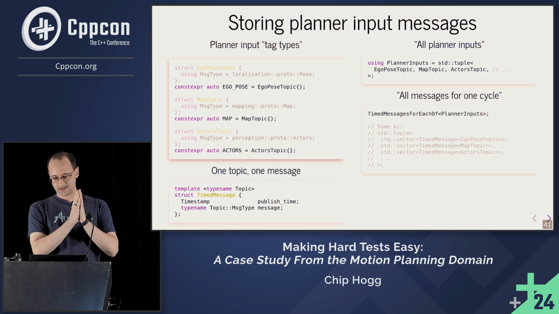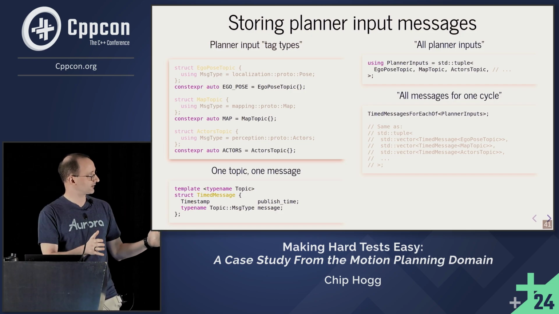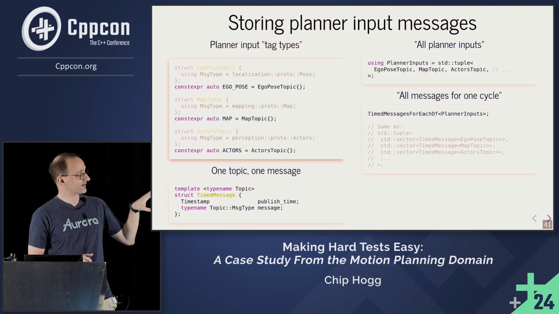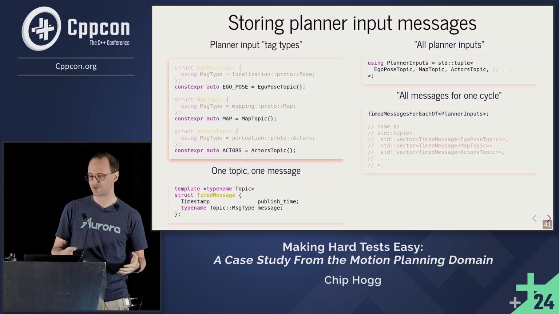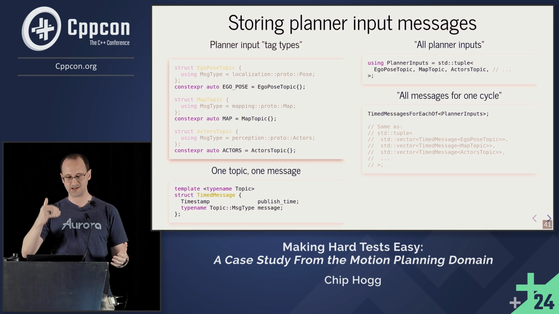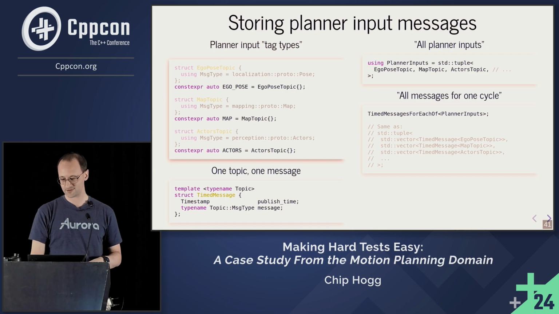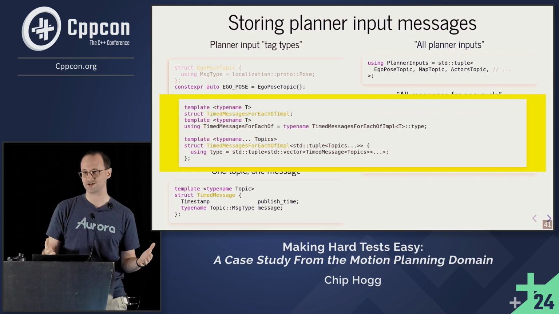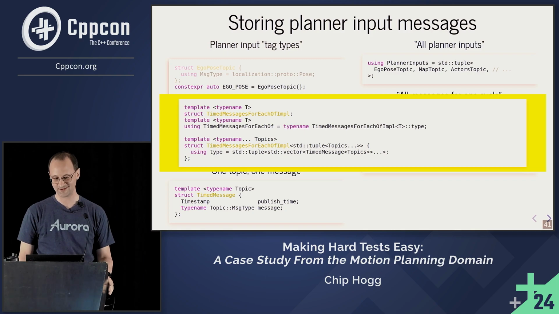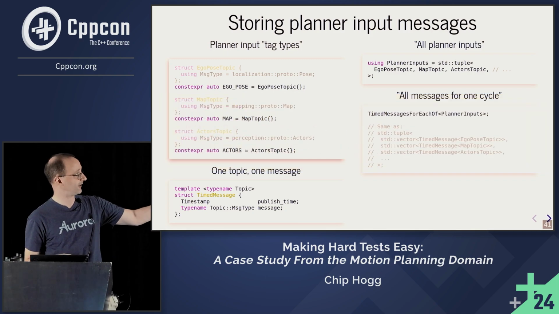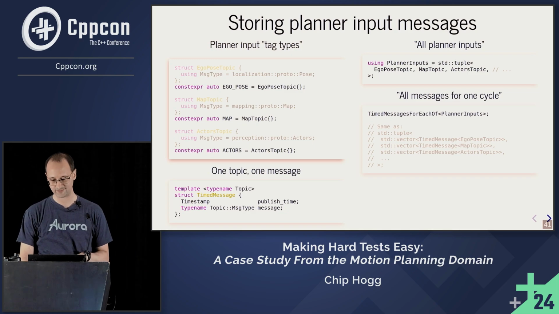So in order to get all messages for all of the different timestamps and topics, we're going to have this TimedMessagesForEachOfPlannerInputs, which is kind of what you would want to see. And of course, this is going to shake out to a tuple of vectors where the vectors are holding timestamped messages. The way that this works, don't worry too much about this. This is a pause-it-on-YouTube slide, in case this is just the standard template metaprogramming stuff. But the real takeaway here is that TimedMessagesForEachOfPlannerInputs is this tuple of vectors. That's what we want to have in mind.